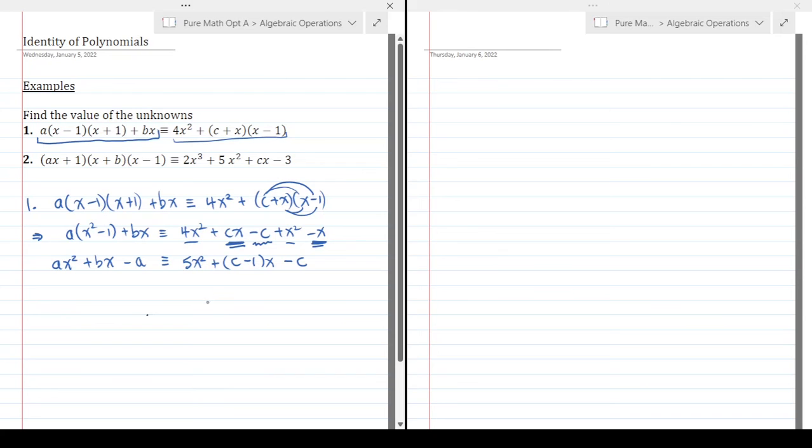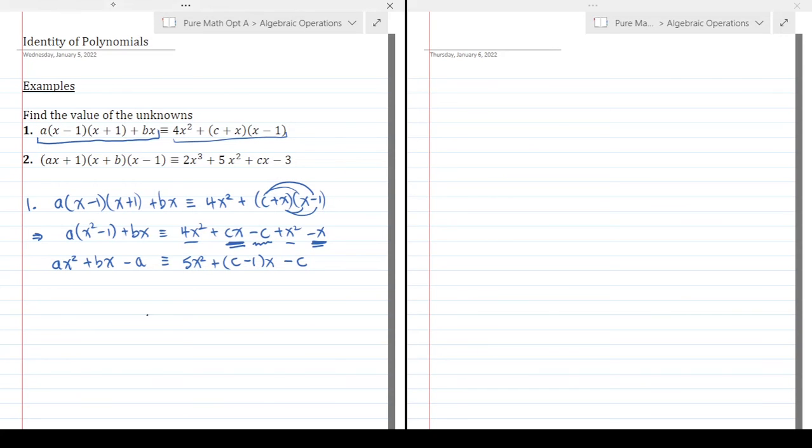So I have a polynomial on the left and a polynomial on the right, and both polynomials are written in what is called descending powers of x. So I start with the larger powers of x, and then I decrease my power of x term by term going down, right? Right, so now I can make a comparison. I'm going to compare the terms on the left-hand side with the terms on the right-hand side, right?